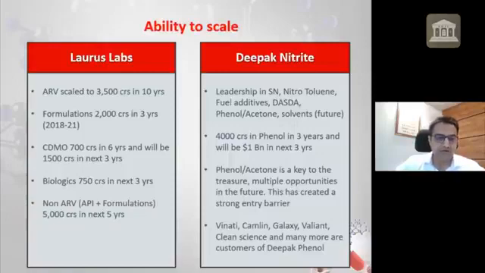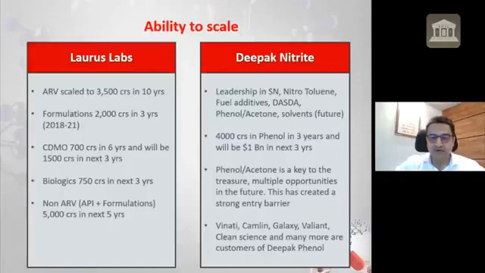This is my estimate, based on the capacity that they are going to put up. When they acquired Richcore, the capacity was 20,000 liters. They are now aiming to make it 2 million liters. If you look at their non-ARV business, so I'm including API and formulation, I estimate that the non-ARV business itself will be 5,000 crores in the next 5 years. So this is the ability to scale up.